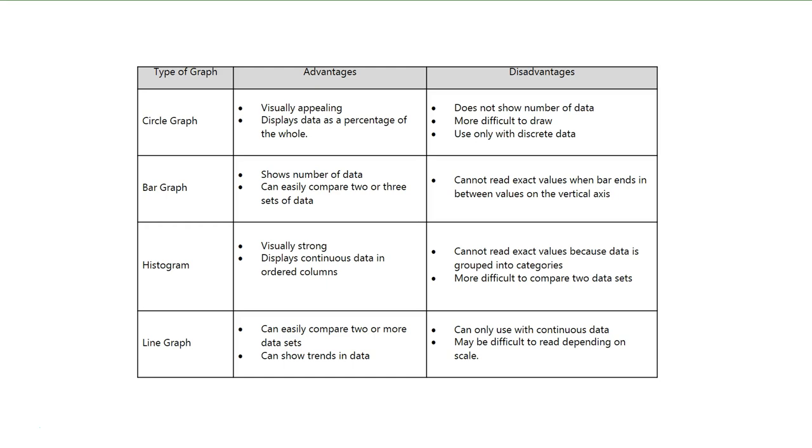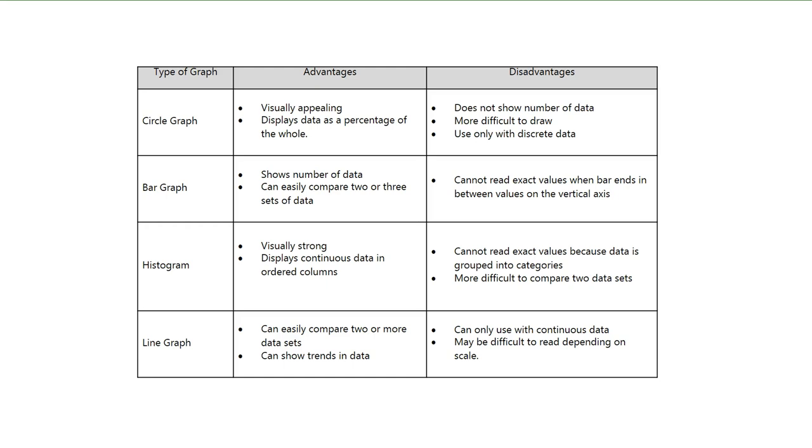Now, for a histogram, it is also visually appealing, like a circle graph, and it displays the continuous data in ordered columns. But again, you can't always read exact values because the data is grouped into different categories. Like a circle graph, we don't know exactly how many is in each bin. And it's also more difficult to compare 2 sets of data.